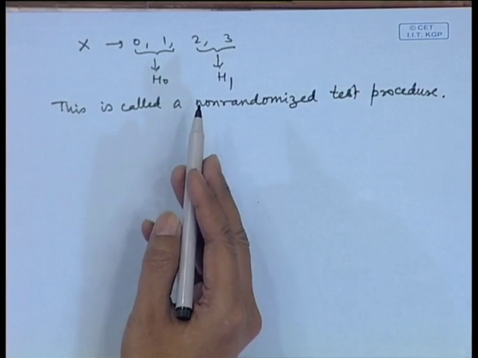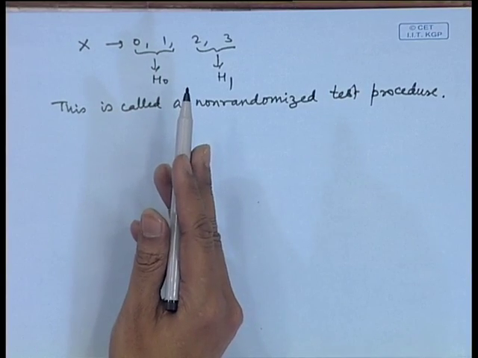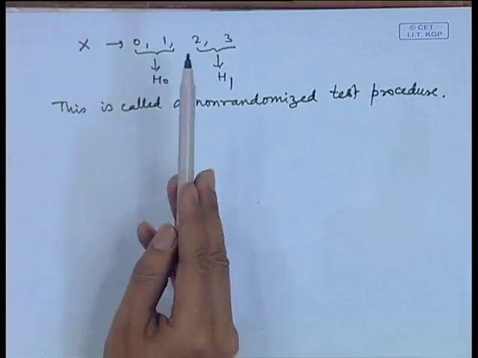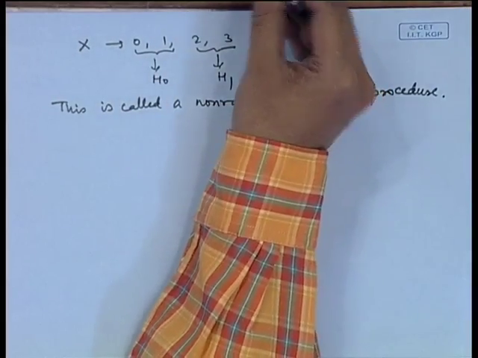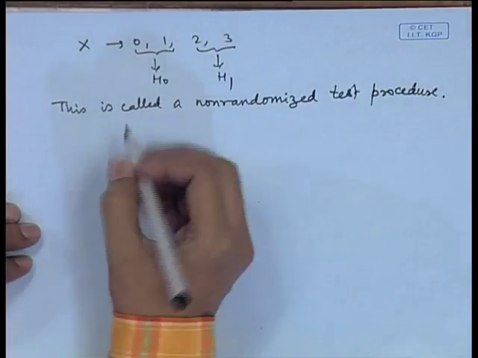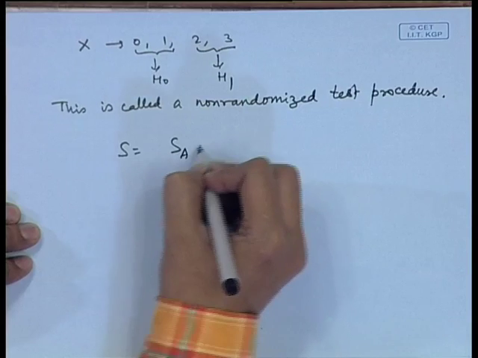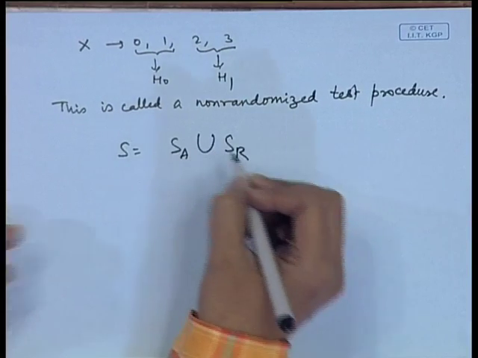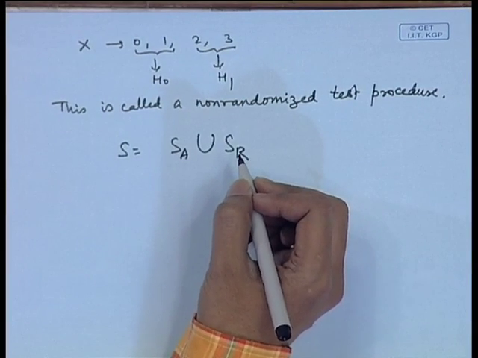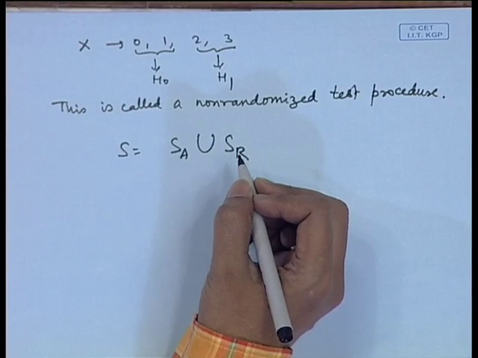So, you can easily see that this test procedure is splitting the sample space into two portions. So, S is your S_A union S_R, that is, the acceptance region and the critical region or the rejection region.